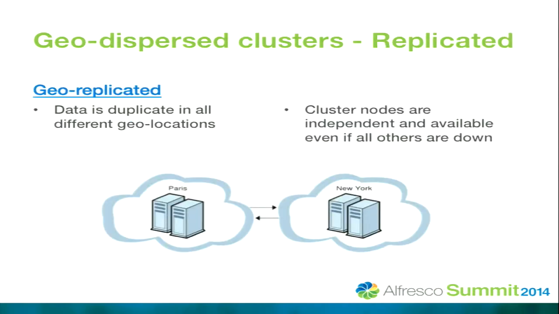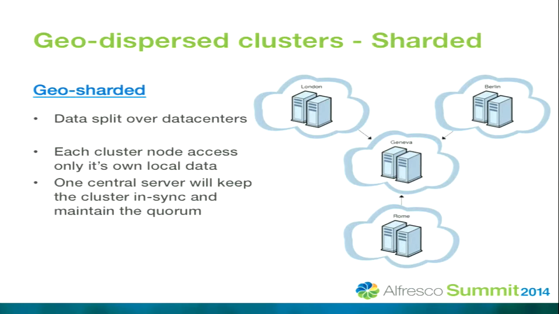So as I said, either your content is replicated between 2 clusters, between New York and Paris. So if one of these clusters is down, the other one is still able to deliver the services to your end users because data is 100% replicated between 2 data centers. Or you have another family where your content and your data is actually sharded between different cluster nodes. In general, you have a central server node that maintains the quorum and keeps in sync all your cluster nodes over different geographic locations.